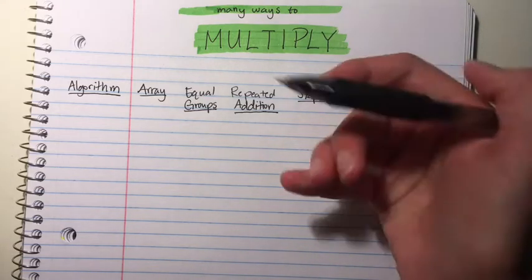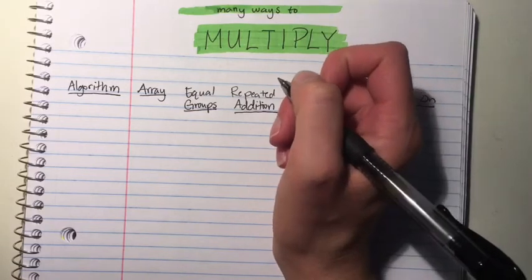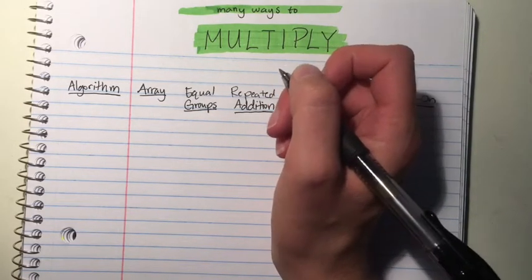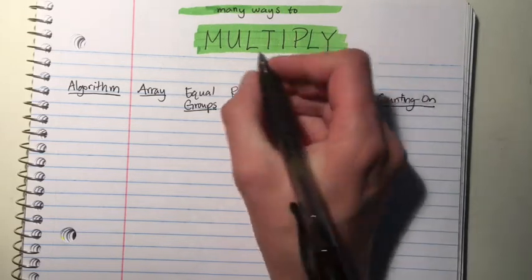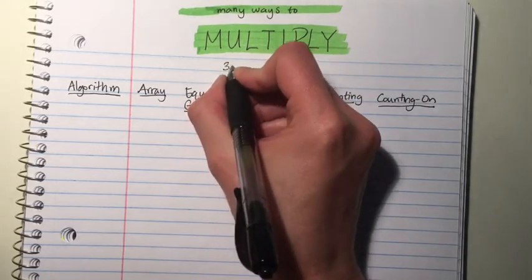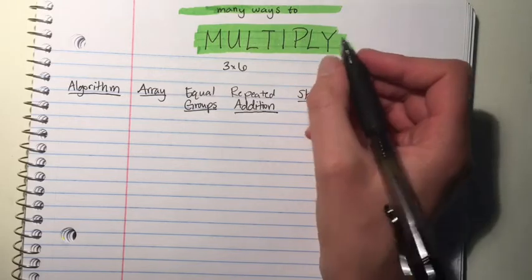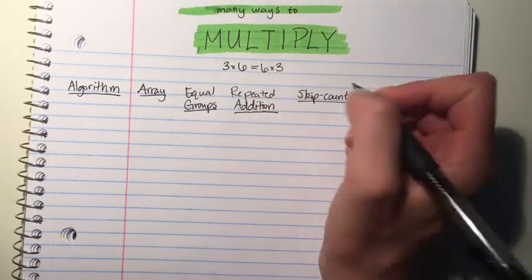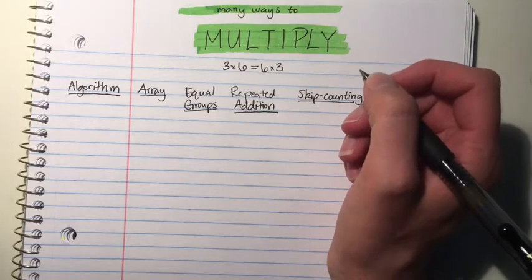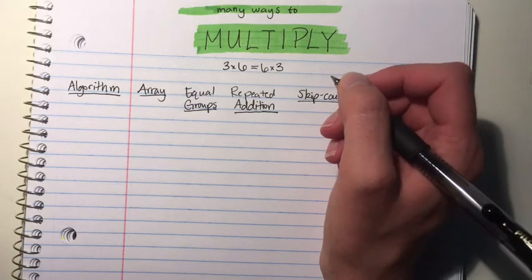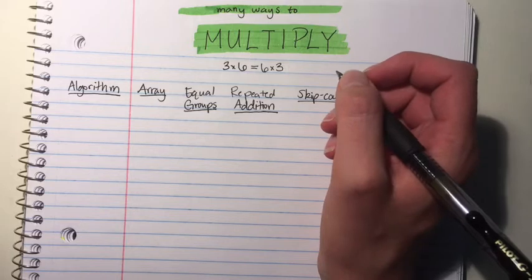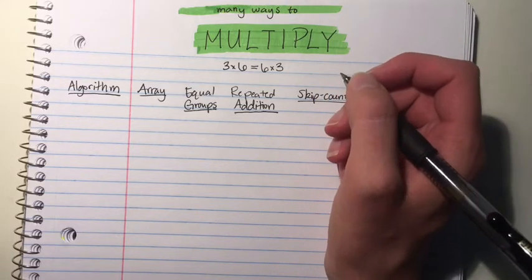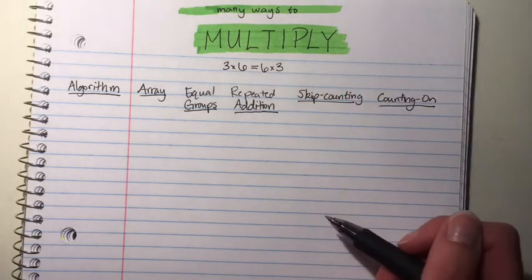The third thing that I want you to remember is that when we're doing a multiplication problem, the order of the numbers that you're multiplying together does not matter. So for example, 3 times 6 is the same as 6 times 3. This is not true for all operations. This is not true for subtraction or for division, but it is true for addition and multiplication, both of which you're going to see here.